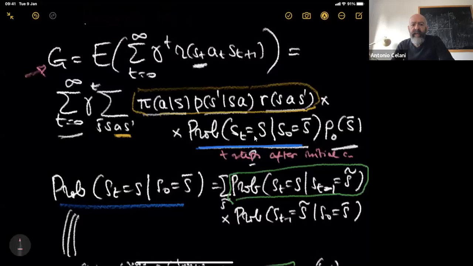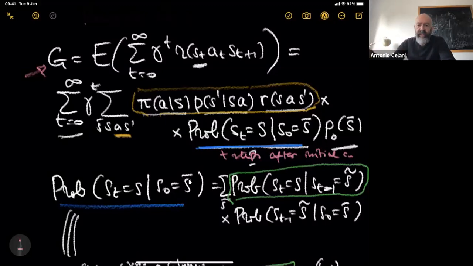Next, I have to write down explicitly what this blue underlined object is. And now I use the Markov property because the system is Markovian. So in order to get to step t in position S, I have to go through t steps. And each of those is governed by a transition probability. So the probability of going from here to there in t steps is the product of probabilities of going through all possible paths that take me from here to there.